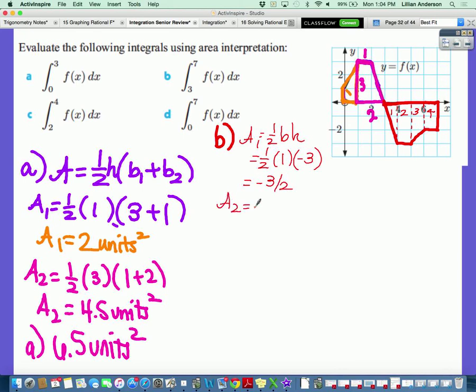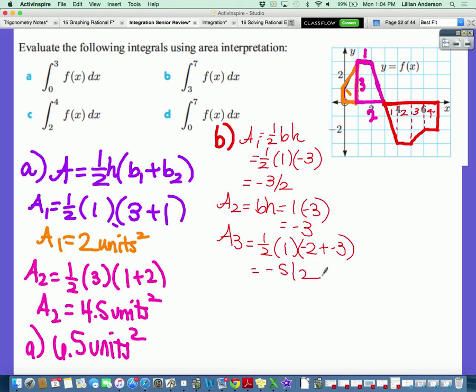For the second region, that's just a rectangle, base times height, so 1 times -3, which is -3. Region 3 is a trapezoid with a height of 1, and my two bases are -2 and -3. When I add those together, it gives me a -5, so this is a -5/2.